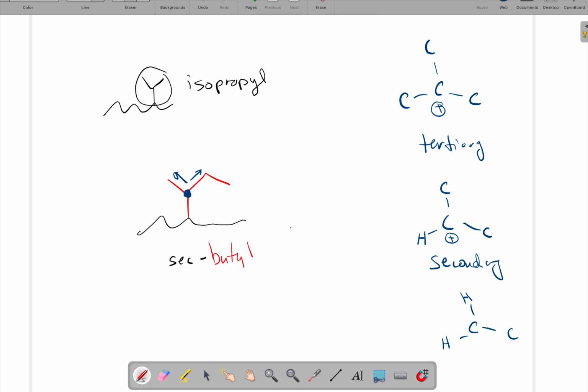When would we call it isobutyl? What do we need to do? I need a fishtail, but I need 4 carbons. So if I put a fishtail immediately there, that's isopropyl.